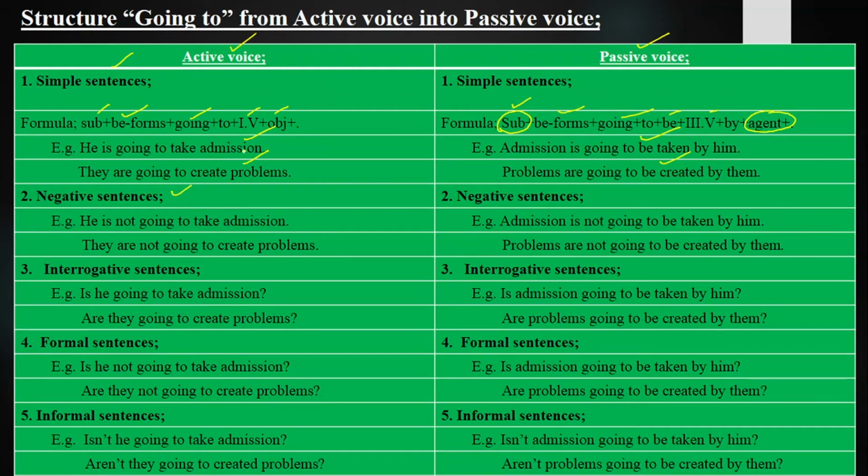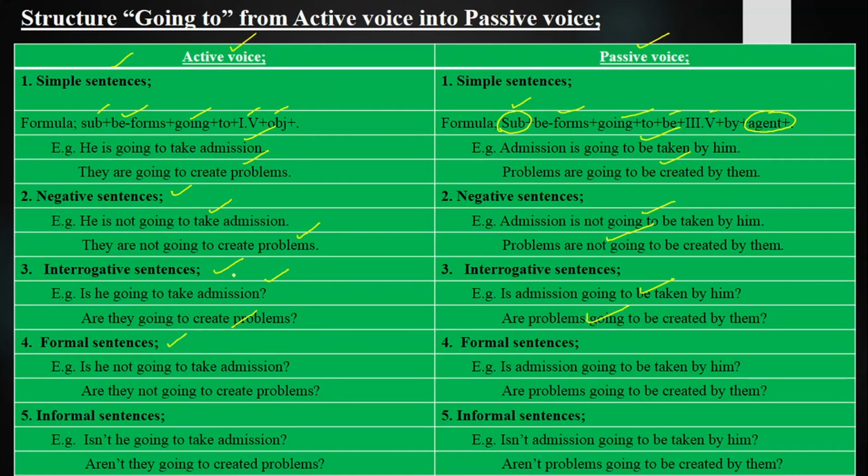Negative sentences are those sentences in which we deny the statement, reject the statement, and refuse the statement. He is not going to take admission. Admission is not going to be taken by him. They are not going to create problems. Problems are not going to be created by them. Interrogative sentences are those sentences in which we ask questions and put queries. Is he going to take admission? Is admission going to be taken by him? Are they going to create problems? Are problems going to be created by them?